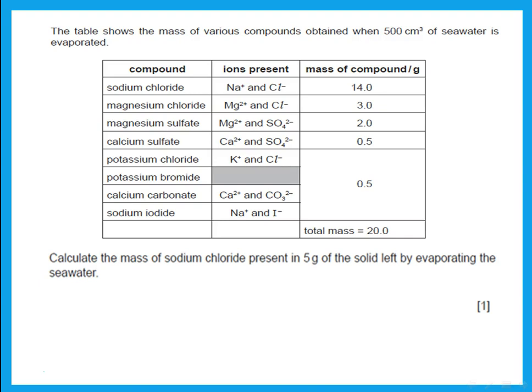Now, this is another kind of question where he says the table shows the mass of various compounds obtained when we have 500 centimeter cubed of seawater. Then he says calculate the mass of sodium chloride present in 5 grams of the solid. So if I look at the table, it says sodium chloride is 14 grams in a total mass of 20. He wants how much in 5 grams? So again, 14 in 20. So how much in 5?